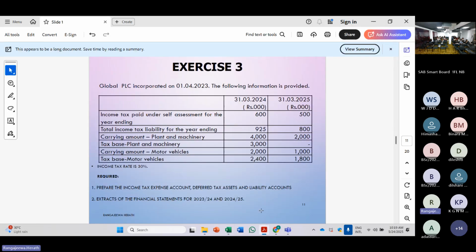For that you need tax paid during the period, tax payable. Right? Now we have the deferred tax asset and liability balance. Then you complete the income tax expense, tax payable, deferred tax asset, deferred tax liability, for the 2 years.